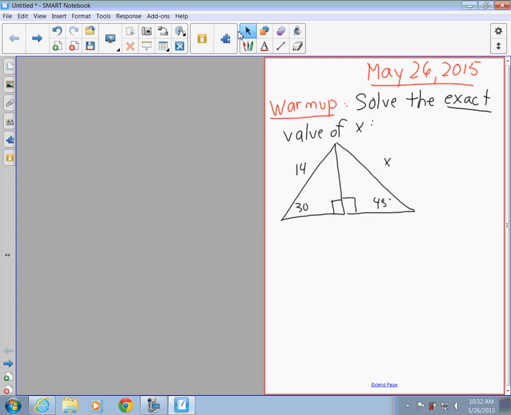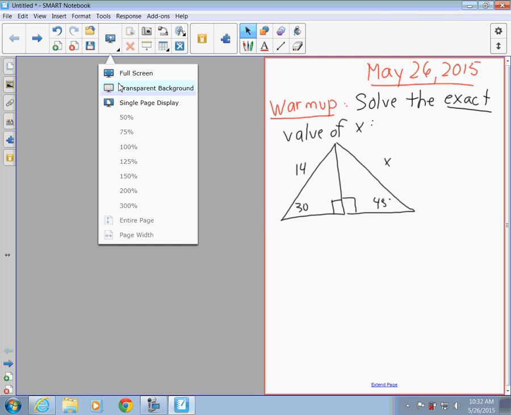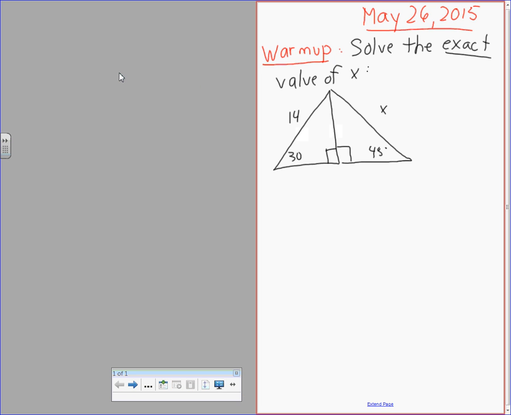You have to use your special triangles. What that means is I don't want to see something like 0.707, okay? I want to see something like 14 over root 2 for my answers, okay? So that's what has to be the case.